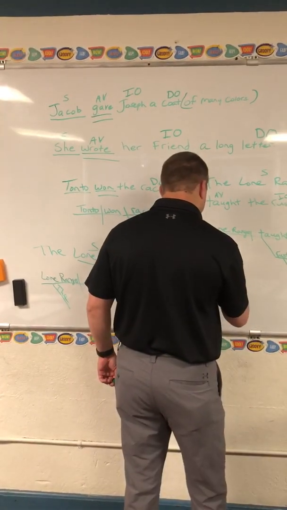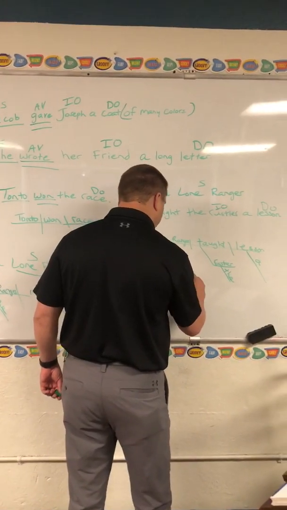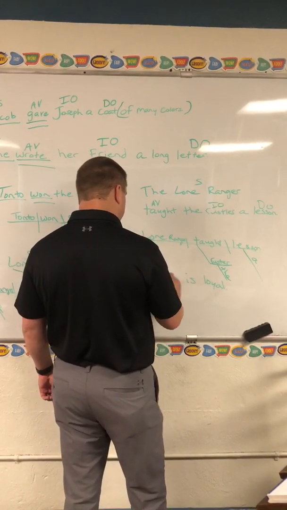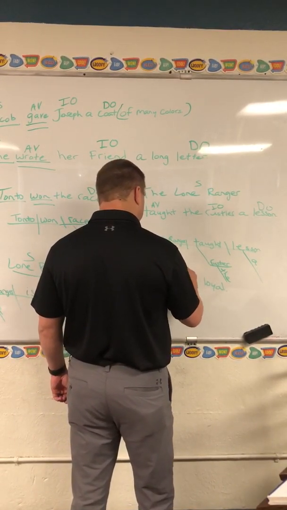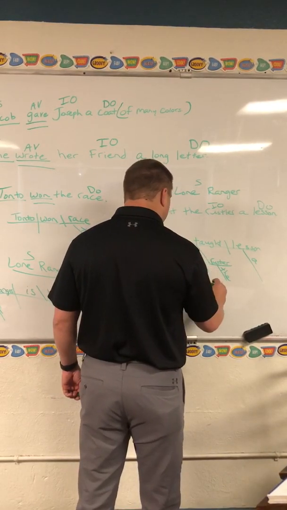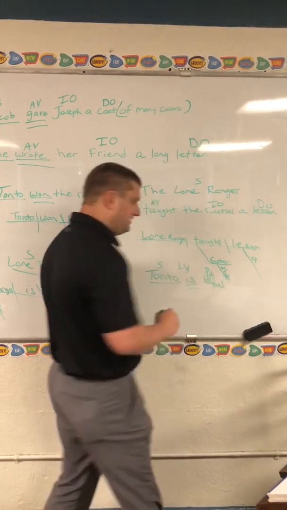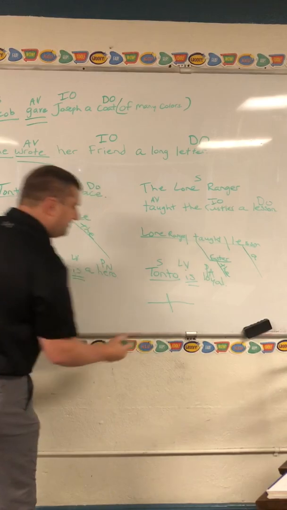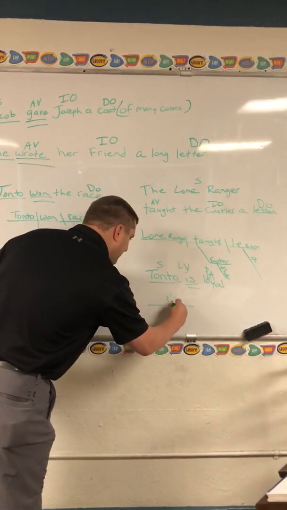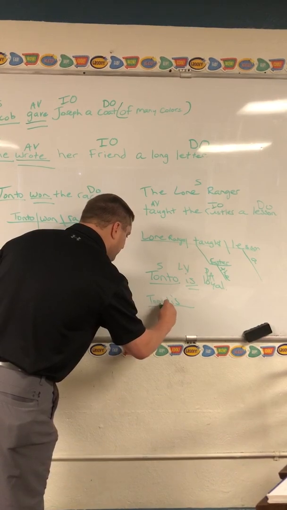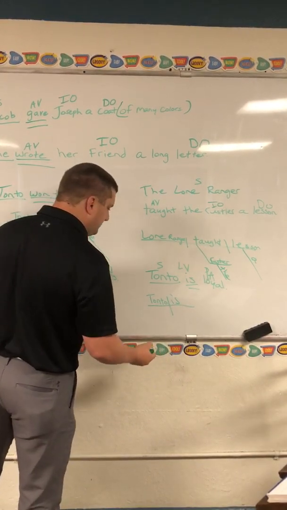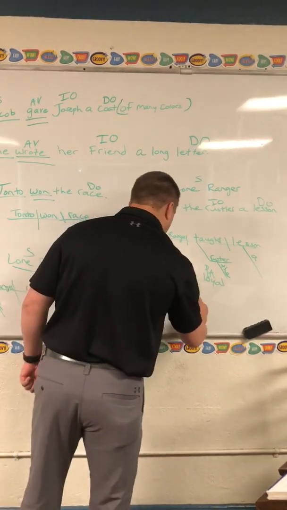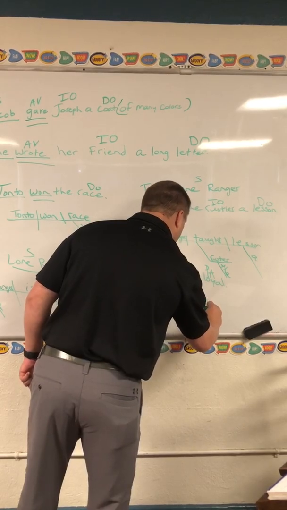And last but not least, Tonto is loyal. This is a predicate adjective. Mark up your sentence again. Tonto is your subject. Verb is, and it's a linking verb. And loyal is describing Tonto, so it's a predicate adjective. When you do your diagram, you put is over here on the right, Tonto on the left, and just like we did with predicate nominatives, you do a diagonal line here, then you put your adjective on this line because it is a predicate adjective.